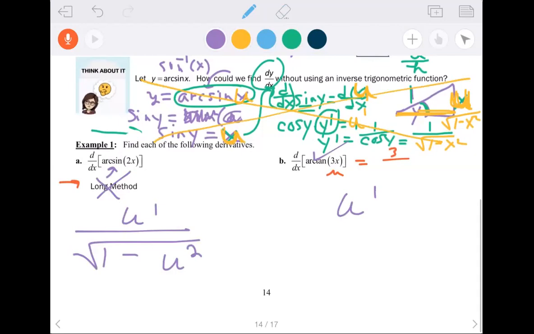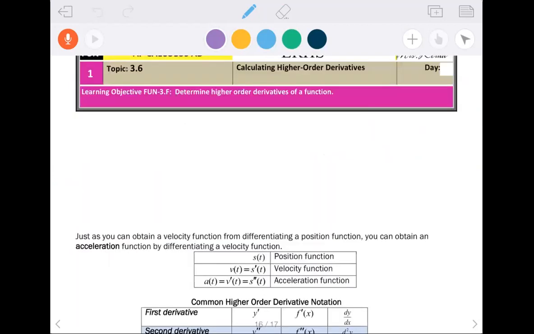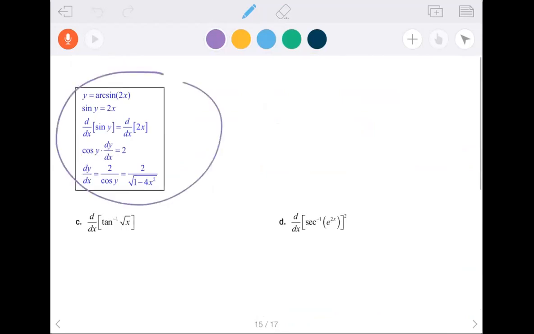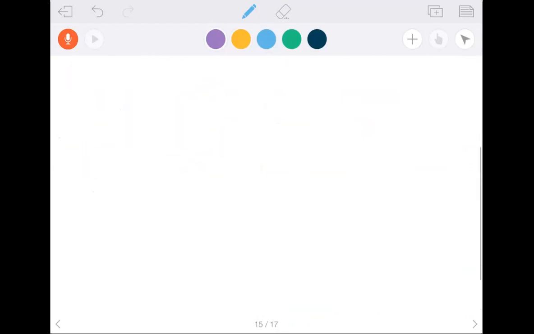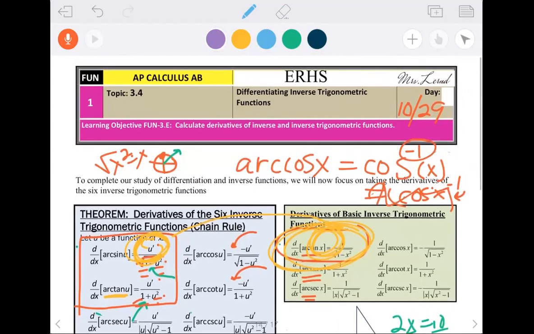So now I just need to fill in those pieces. In this scenario, u is equal to 2x. So the derivative of 2x with respect to x is 2 over the square root of 1 minus 2x quantity squared. So 4x squared, and I'm done. Now, had I done it the long way, I think I have that on the next page here. Whoops, maybe not. Had I done it the long way, I have to scroll to show you. I would have done it like that, and I would have had to draw a little right triangle, but you're not going to do it the long way. Just don't. Understand it, but don't do it.